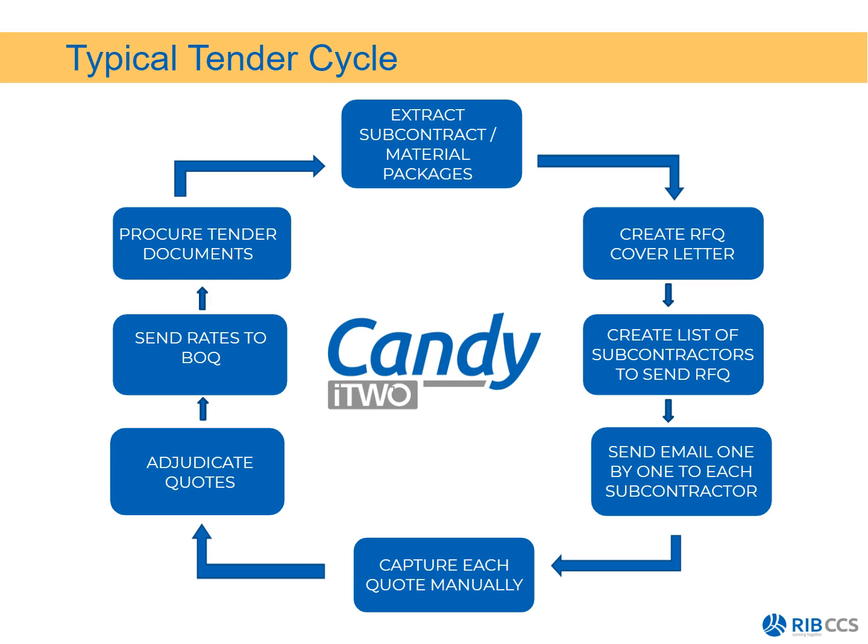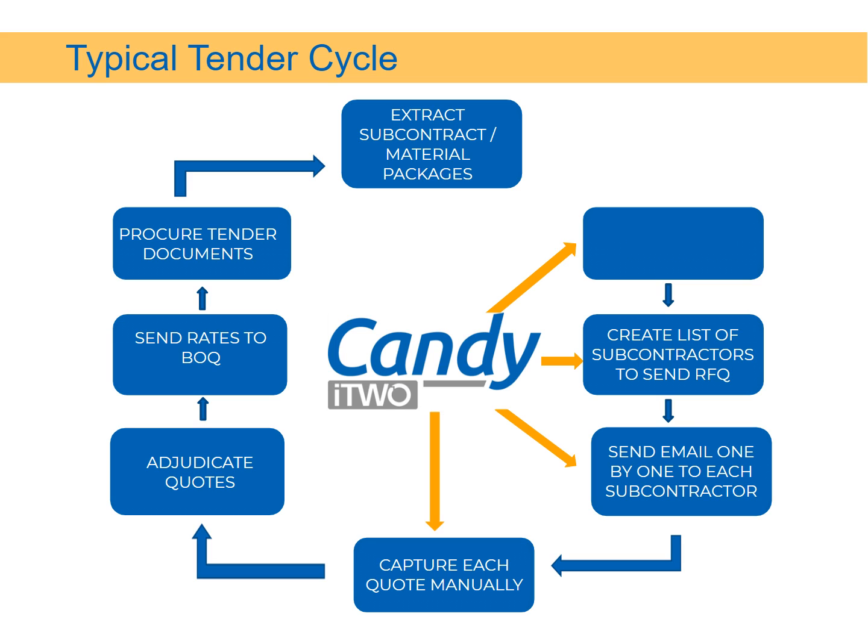But now we have the ability to use Candy to create our RFQ cover letter. We can use the Candy database to get the list of all the subcontractors that we are sending everything out to. You can use Candy to send the emails instead of doing it one by one. The emails still get created one by one, but we don't have to clean up the email over and over again. All we're going to do is click on send. We do not need to capture the emails manually. We can import them. We can adjudicate the quotes from within Candy and then send the rates to the bill of quantities from within Candy.